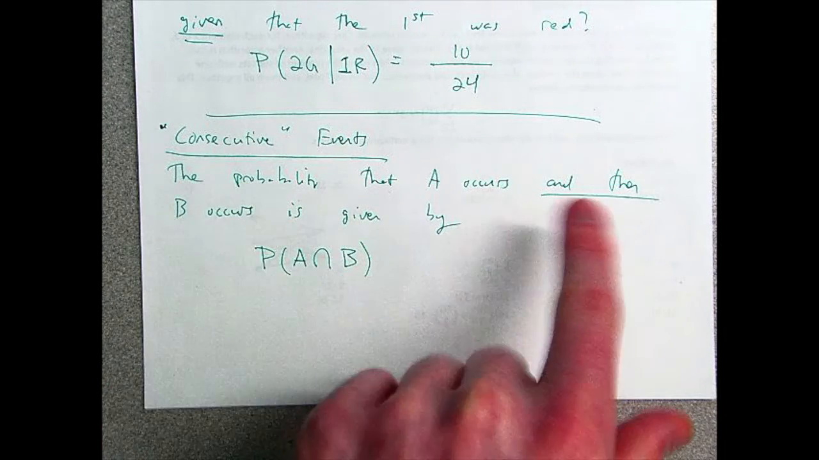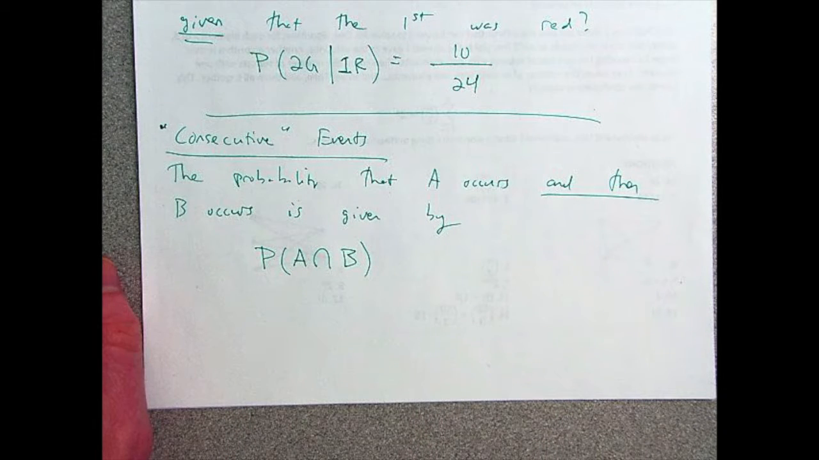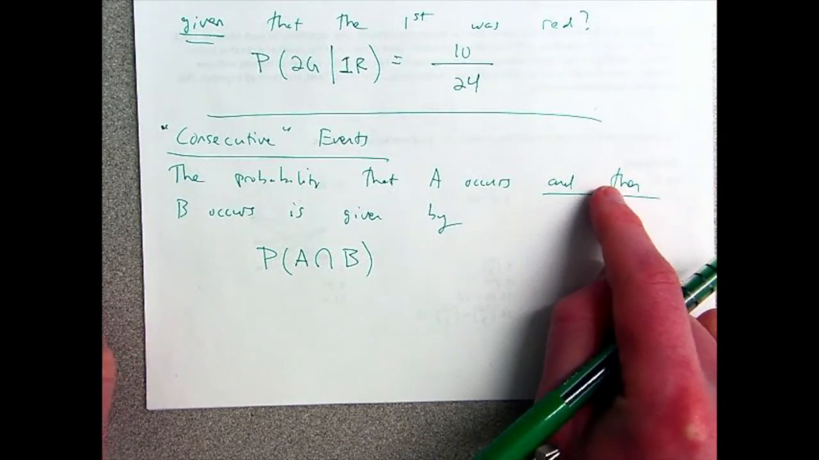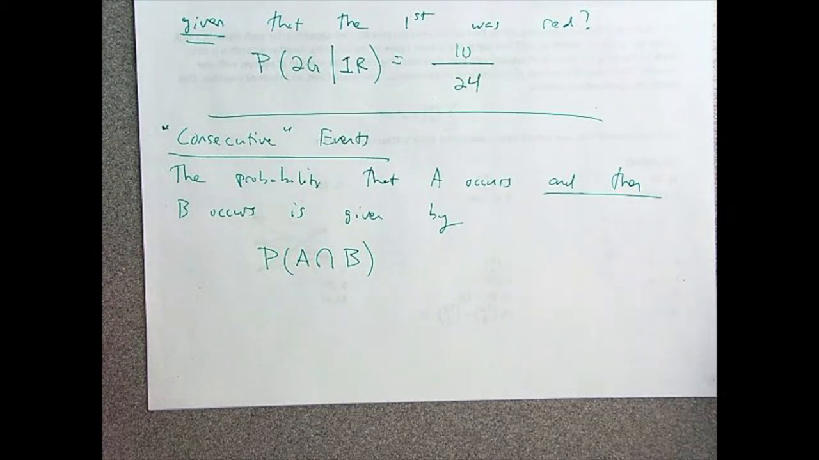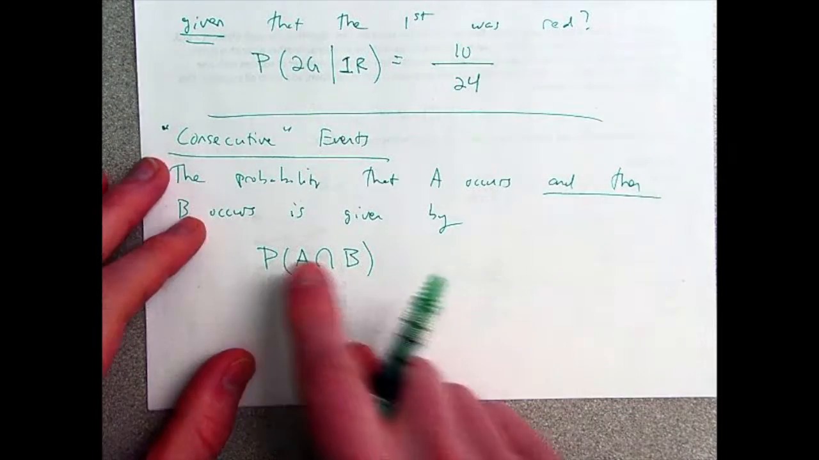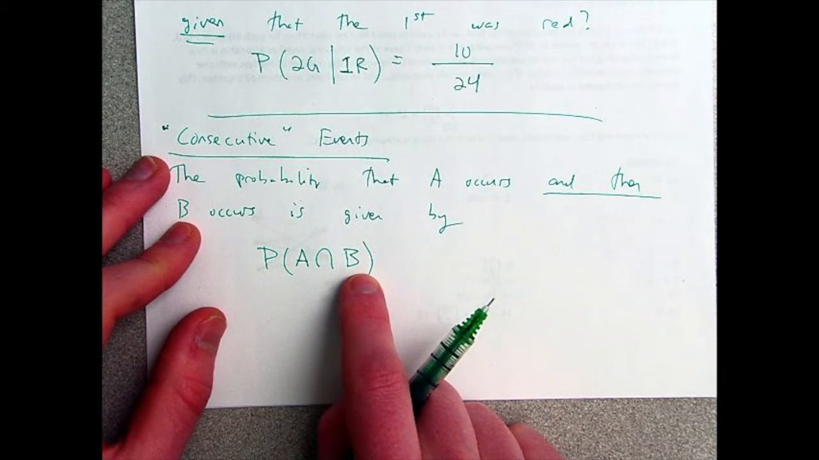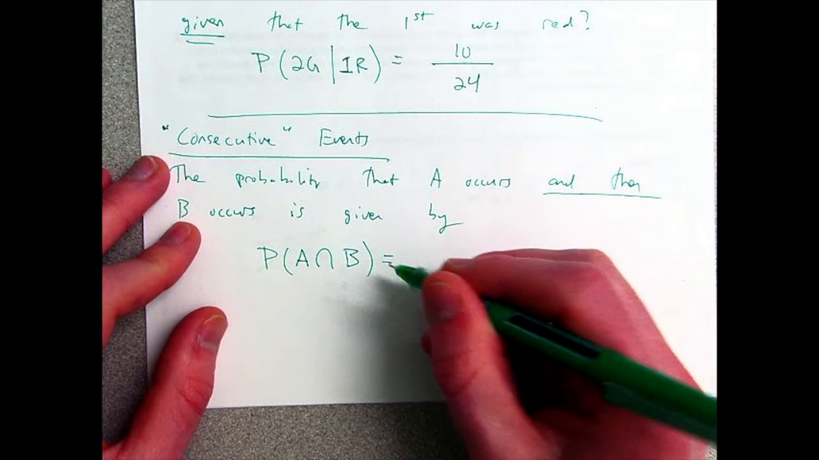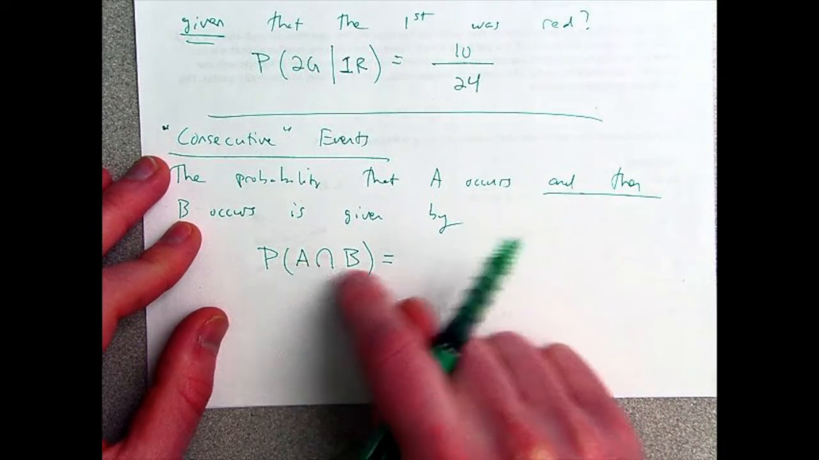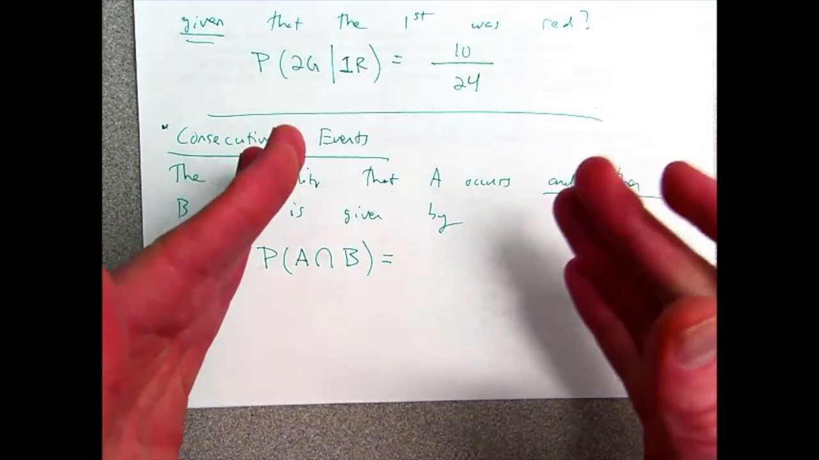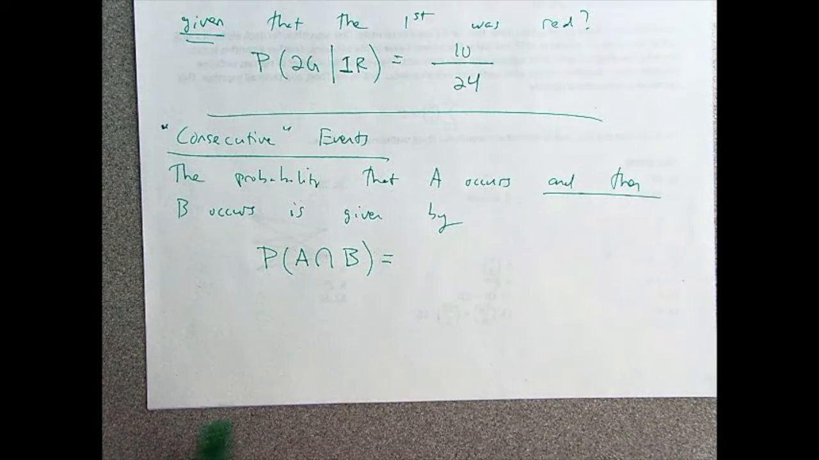In the way that I've set this up, I've made it seem like we're specifically talking about event A occurring and then event B occurring later in time. It is often helpful to imagine that the events are occurring in sequence, like first A happens and then later in time B happens. But the formula that I'm about to give you actually works even if events A and B are simultaneous. It works even if event B comes before event A.